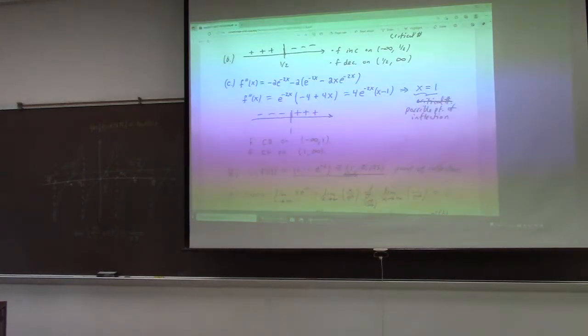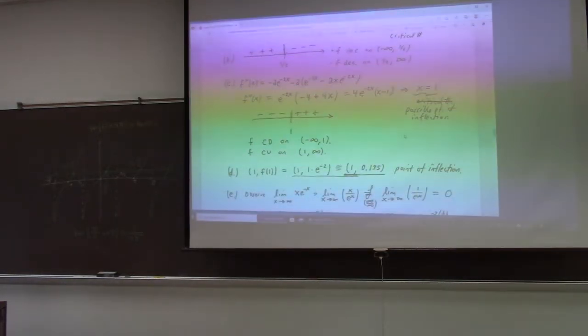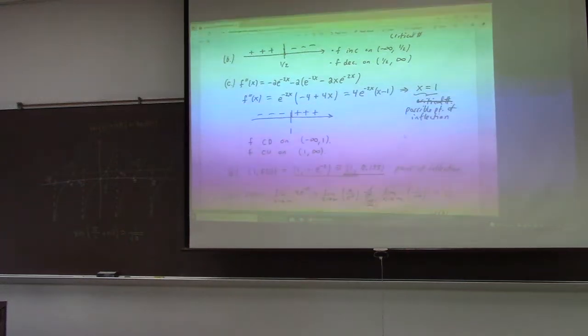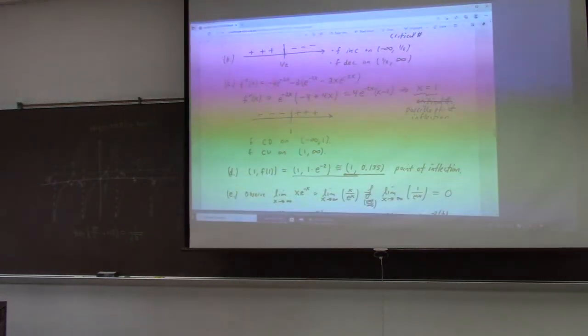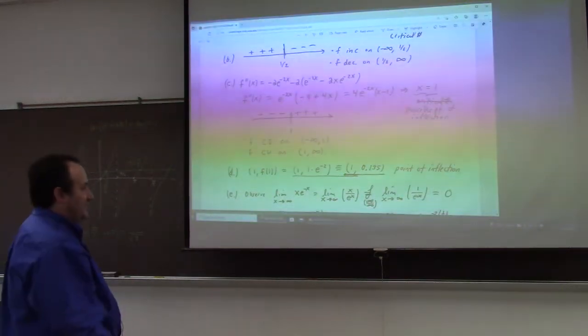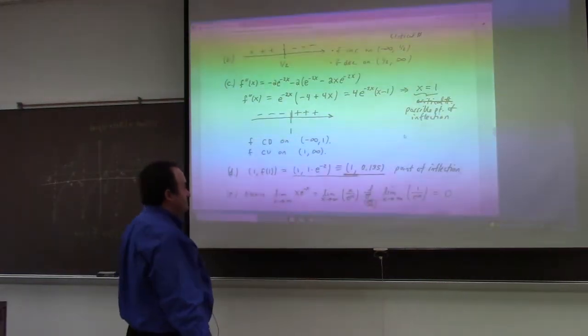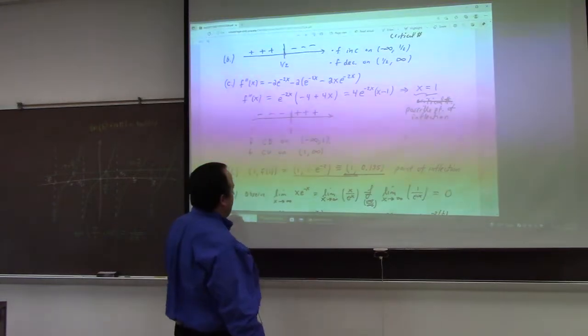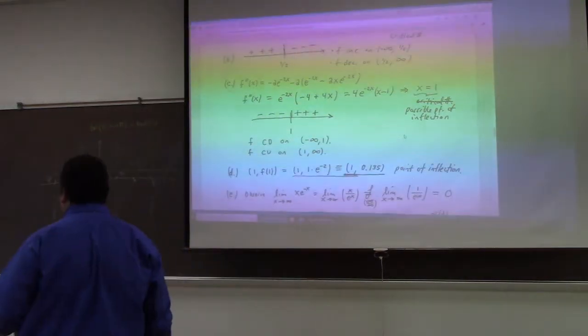The second derivative, see, I slip up sometimes and call the places where the second derivative is 0 critical numbers, but they're not. Technically speaking, they are possible points of inflection. So anyway, there is an inflection point at 1.